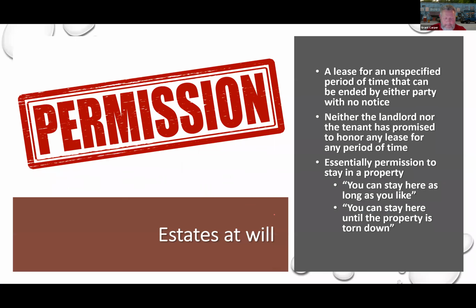Now, the third one is called the estate at will. The estate at will is one that has no beginning and no end. It's one where there's no commitment by either party. How long has the tenant promised they will stay? They haven't promised they'll stay at all. How long has the landlord promised that the tenant can stay? They haven't promised anything. It's essentially, you can stay until I change my mind. And when I do change my mind, you gotta what? Leave.